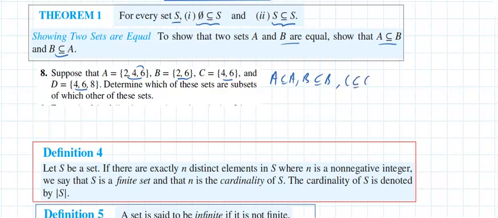A is a subset of C, and B is a subset of D. So now, also we know that B is a subset of A. We also know that C is a subset of A, and we also know that C is a subset of D, we said. There you go.